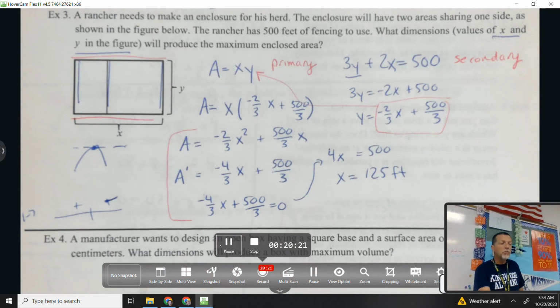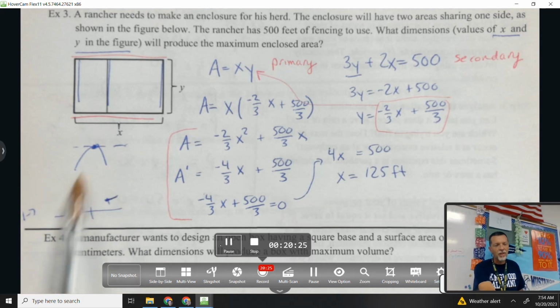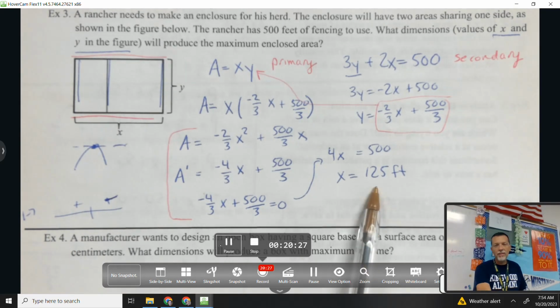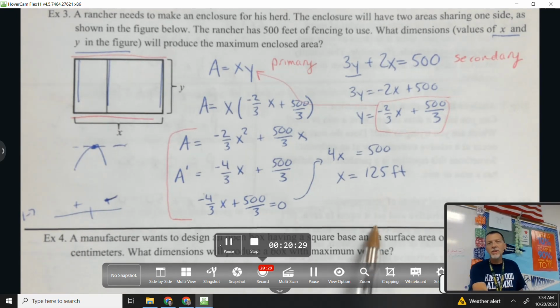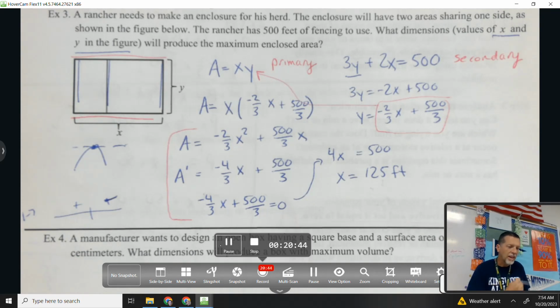If you don't know what the shape looks like and you've got a cubic or something, then you might have to set this up and figure out, is it a max or a min, right? Because you sure don't want to help this rancher out by giving him a minimum area for his enclosure. Are we done with this problem? Go back and reread it. What am I missing? Or what's left?